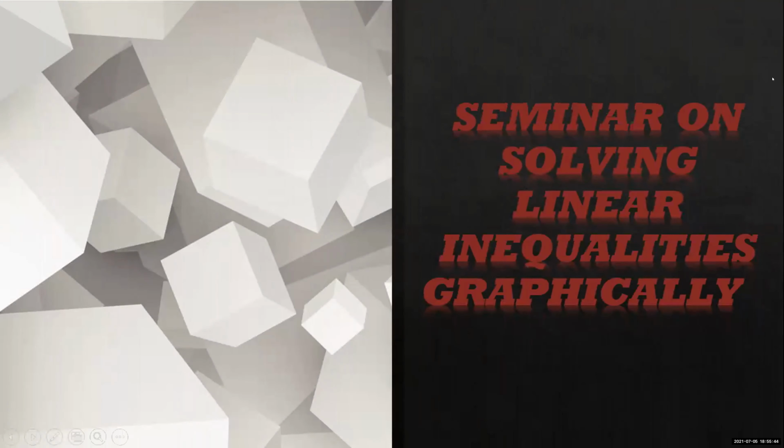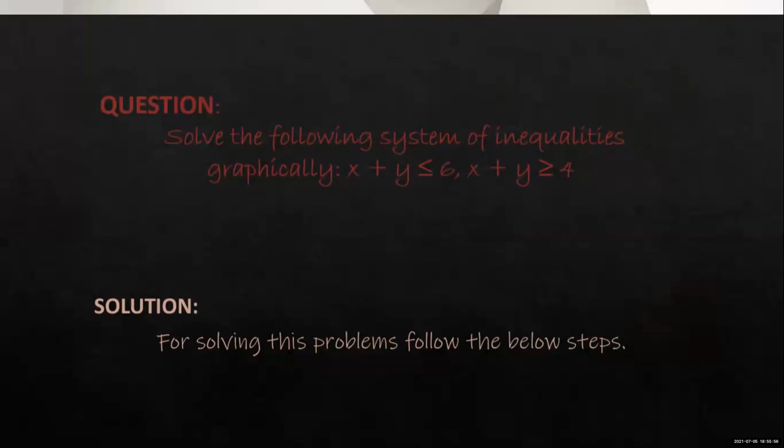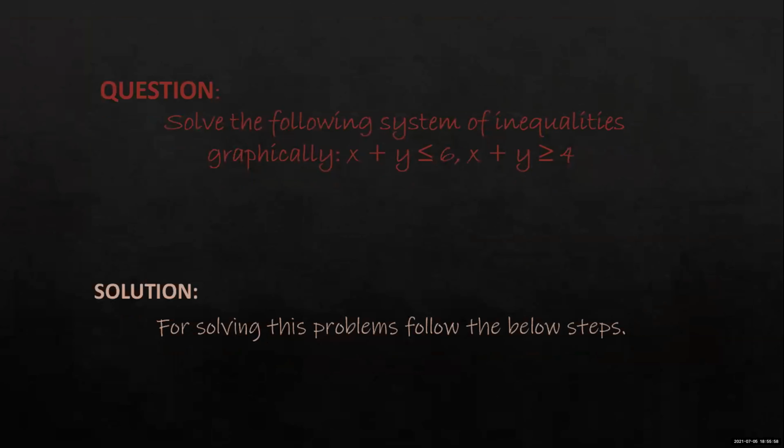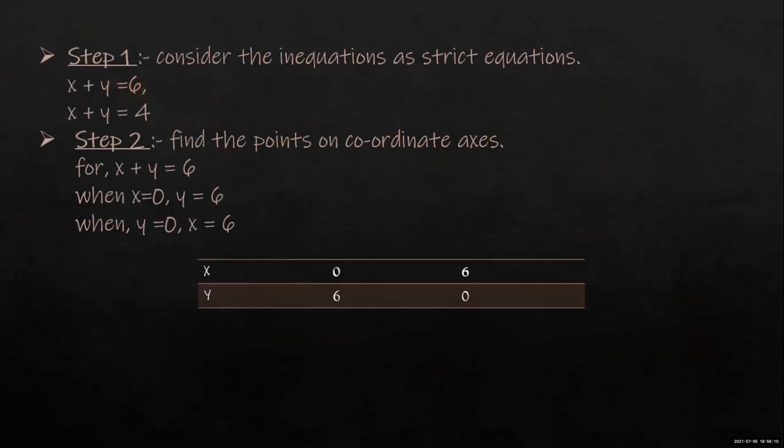Good evening. Today I'm going to be presenting a seminar on solving linear inequalities graphically. The question is, solve the following system of inequalities graphically: x plus y is less than or equal to 6 and x plus y is greater than or equal to 4. The first step is to consider the inequations as strict equations. So we get x plus y is equal to 6 and x plus y is equal to 4.